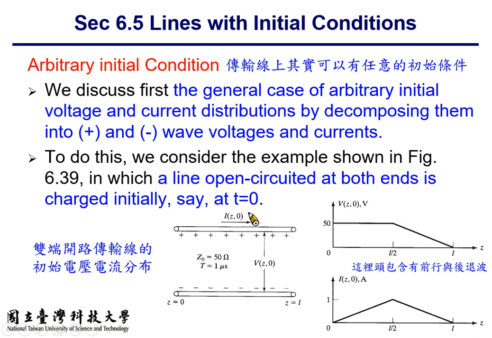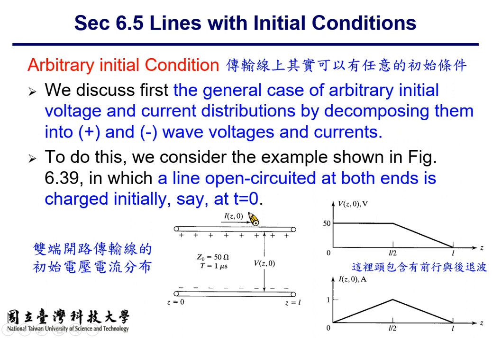So to the left is the configuration of the transmission line. You see the characteristic impedance is 50 ohm. The line length is equal to a propagation delay of 1 microsecond, which can be interpreted as 300 meters long if this is an air transmission line. Okay. And to the right are the voltage and current distribution on the line.